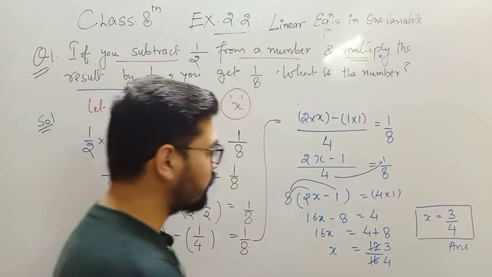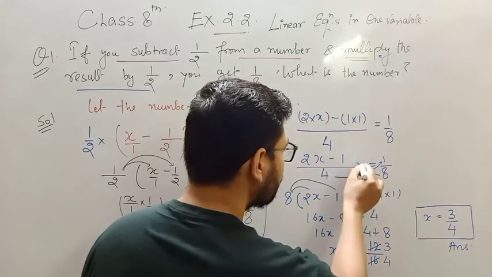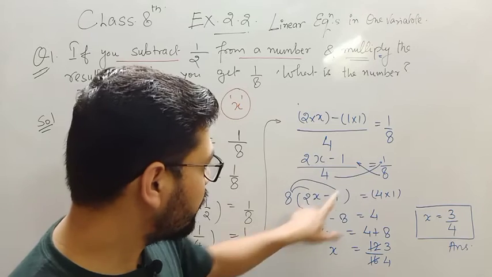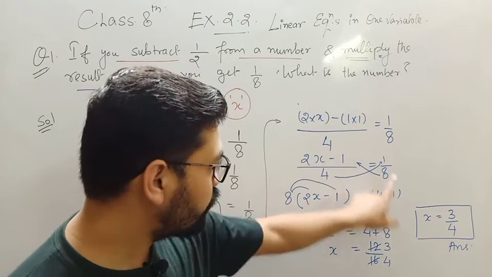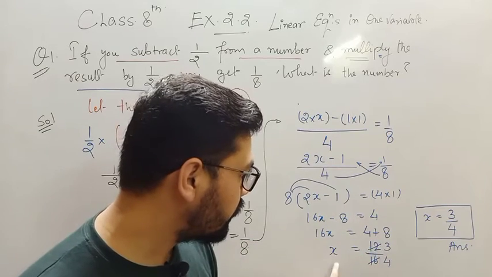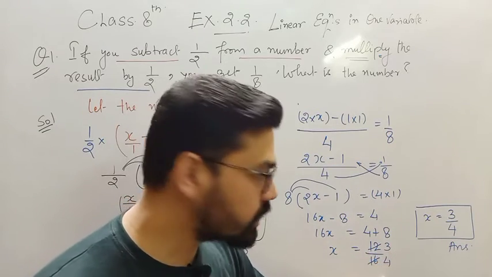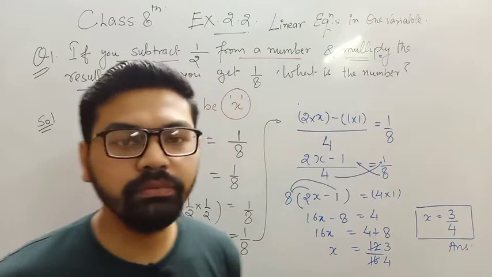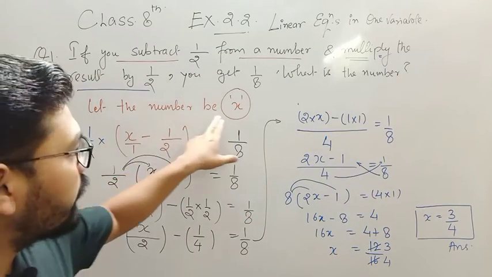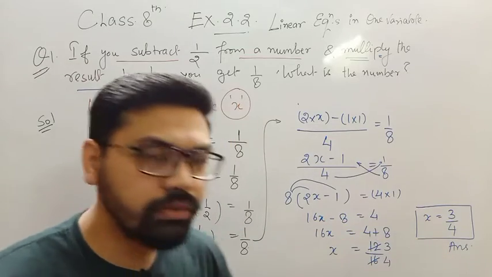You can just cross multiply these two values. So 8 2s are 16x, 8 1s are 8 and 4 1s are 4. So 16x is equal to 8 plus 4, 12. So x is equal to 12 upon 16, that is 3 upon 4. Any doubt in this? So the required number is x, which is equal to 3 upon 4.